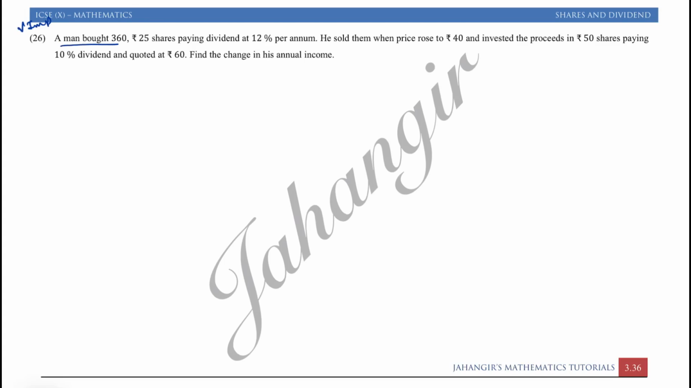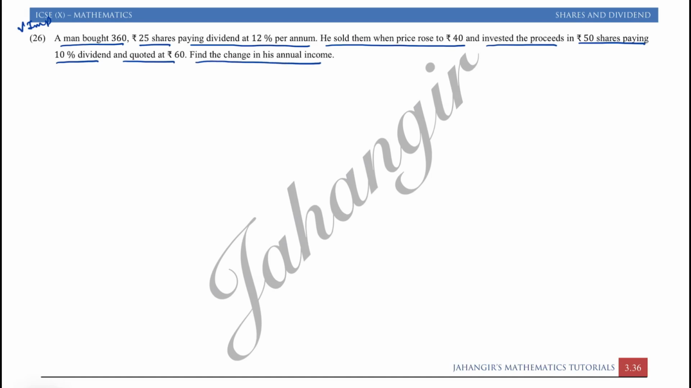A man bought 360 rupees 25 shares paying 12% per annum dividend. He sold these shares when the price rose to 40 rupees and invested the proceeds in rupees 50 shares paying 10% dividend and quoted at 60 rupees. Find the change in income. So here also we have two cases.